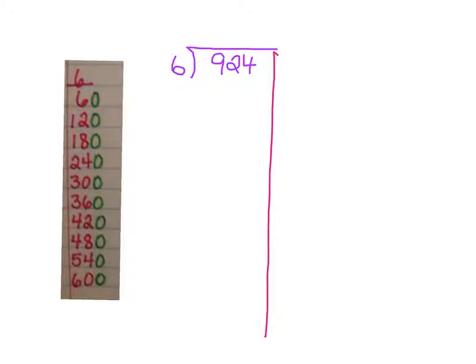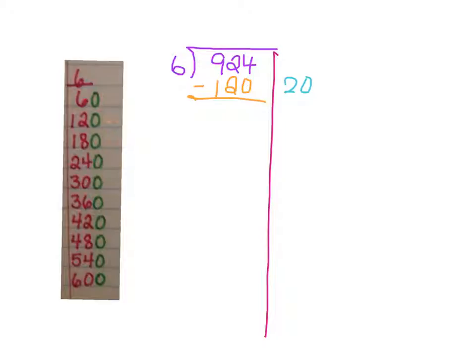Remember on the last example, we did the Price is Right. We went the largest number we could get to without going over the dividend. Well, this time I'm just going to choose numbers that I feel comfortable with. So I noticed that 924 has a 20 in it, and I see 120 also has a 20 in it. So I'm just going to use 120 here to subtract. Well, I know 6 times 2 is 12, and so 6 times 20 would have to be 120.